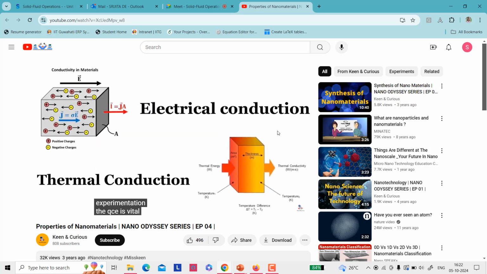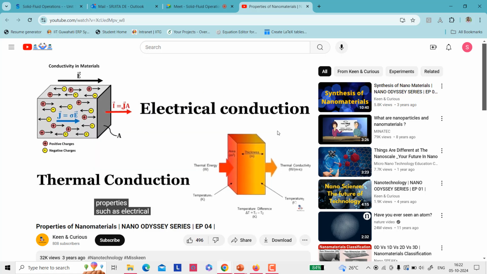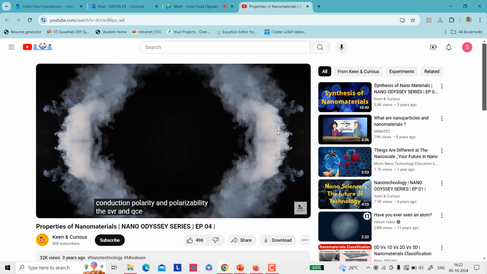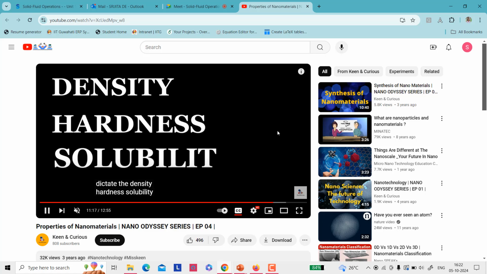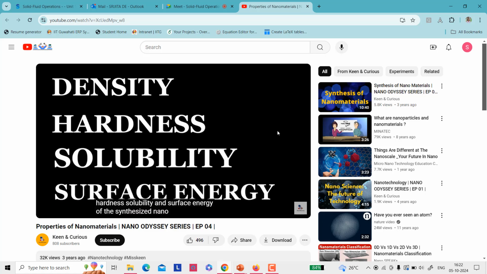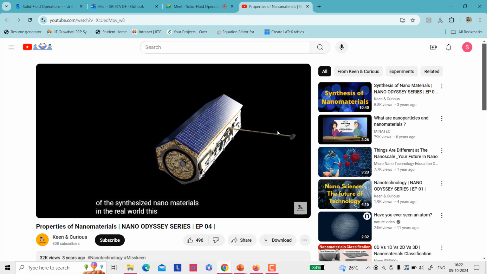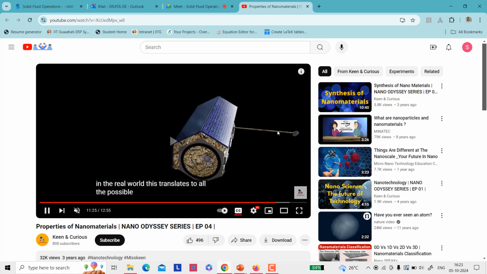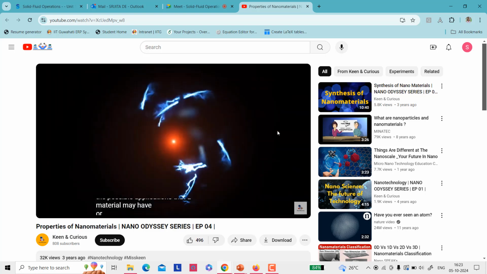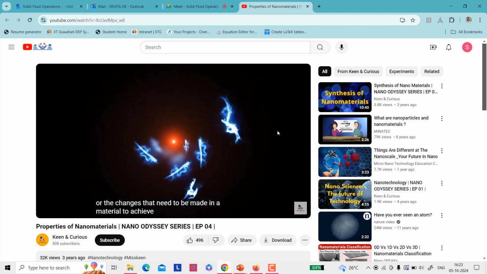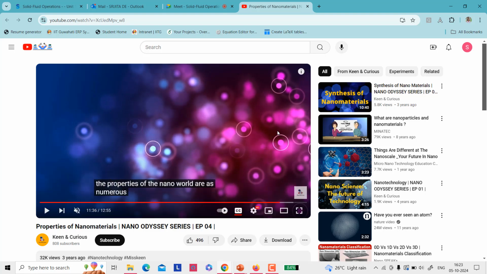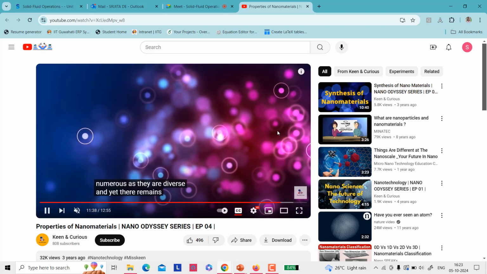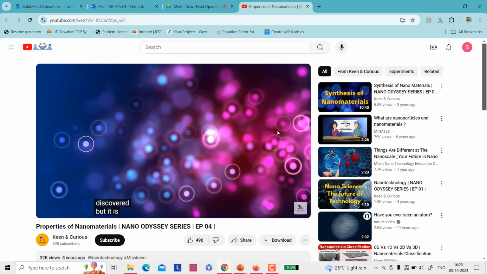In the real world, this translates to all the possible applications that a material may have or the changes that need to be made in a material to achieve the desired properties. The properties of the nano world are as numerous as they are diverse, and yet there remains much still to be discovered. It is only by shifting from macro to micro and micro to nano that humans have entered this era of technological progress, and it is only by exploring the sea of scientific mystery that we will be able to move even further. It's been a long journey so far, but sadly we haven't even begun to touch the tip of this iceberg that is the world of nanoscience.